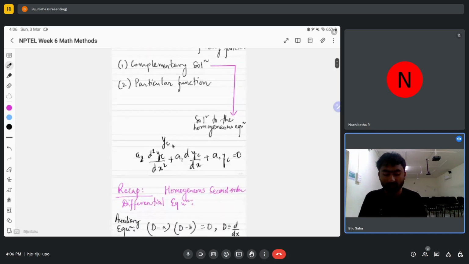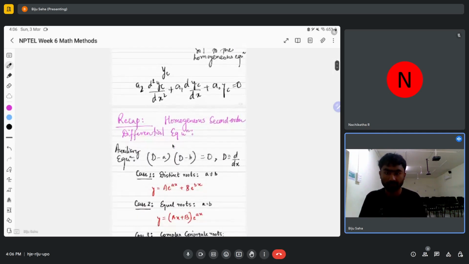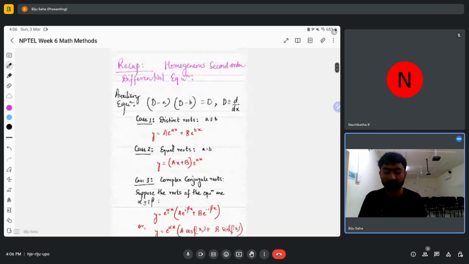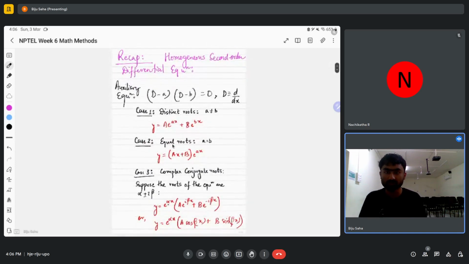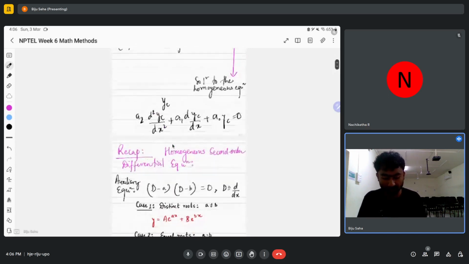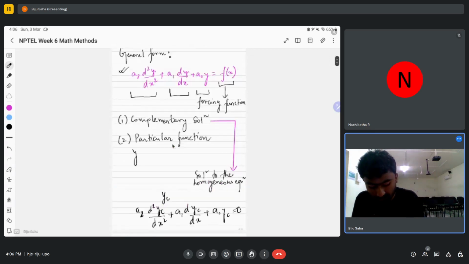Before moving on to how to obtain the particular solution, let me again give a brief recap of how to solve the homogeneous second order differential equation, because your total solution to any general differential equation is a sum of the complementary solution and particular solution. So in order to know the complete solution, it is important that you know both the complementary solution and the particular solution.